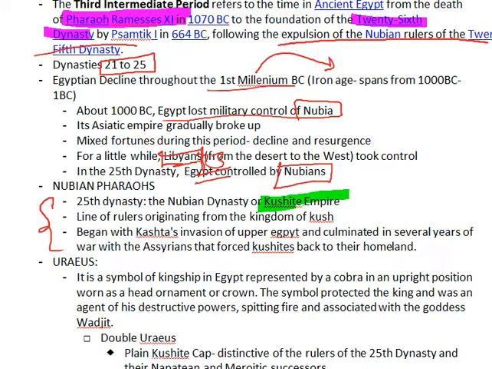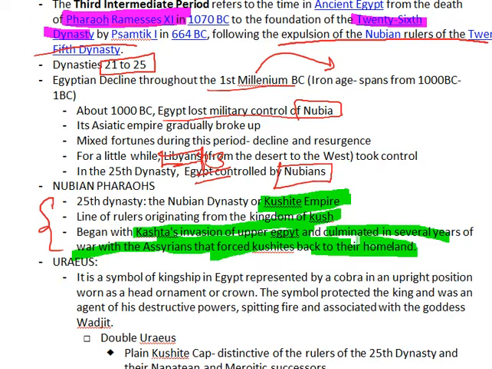Lines of rulers originating from the kingdom of Kush began with Kashta's invasion of Upper Egypt and culminated in several years of war with the Assyrians that forced Kushites back to their homeland. So there were these Egyptian rulers, the Nubians took over, the Nubians were defeated by Assyrians, and then Assyrians took over. Now, the Uraeus is a symbol of kingship in Egypt, represented by a cobra in an upright position, worn as a head ornament or crown. This symbol protected the king and was an agent of his destructive powers, spitting fire, and associated with the goddess Wadjet.